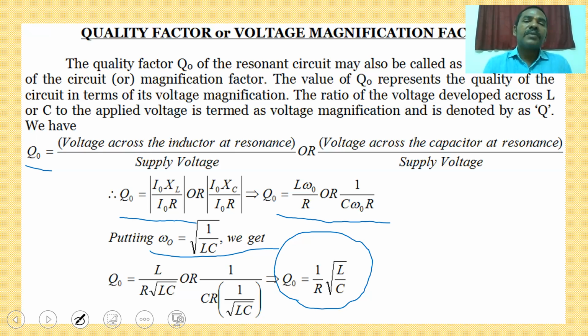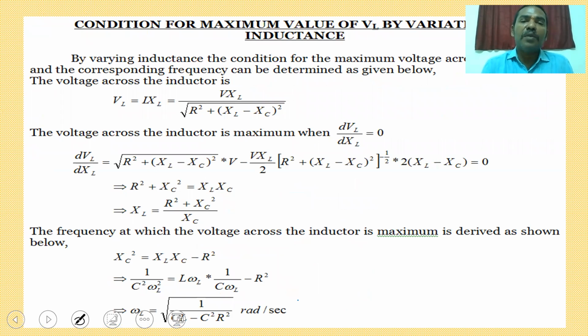Next, coming to the condition for the maximum value of voltage drop across the inductor by varying the inductance. The voltage drop across the inductor, as you already know, is VL equal to I into XL. For an RLC series circuit, the I value is V by root of R square plus (XL minus XC) whole square, into XL. Now for the maximum condition, we differentiate with respect to the variable XL and equate it to 0.